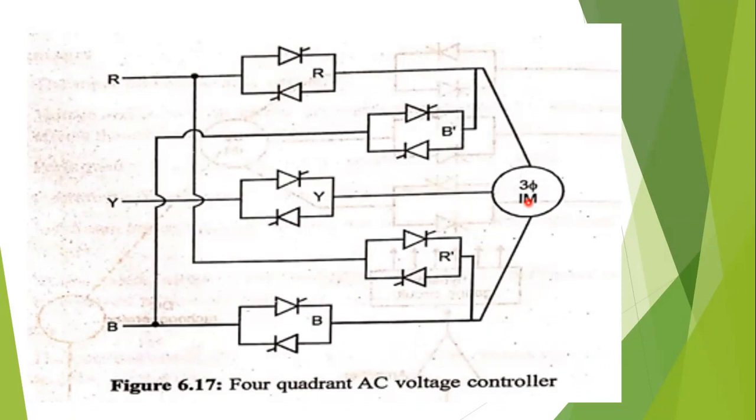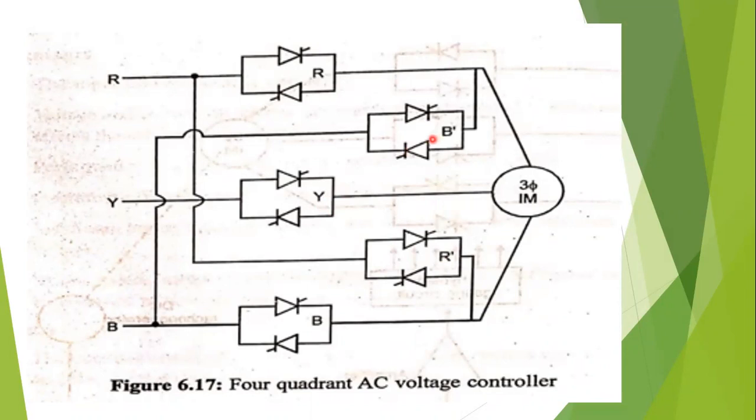Understood? So by interchanging any two leads of this induction motor, the speed of the induction motor can be made to rotate in the opposite direction. Am I right or not? So how? By giving the triggering pulse to R, Y, B dash.